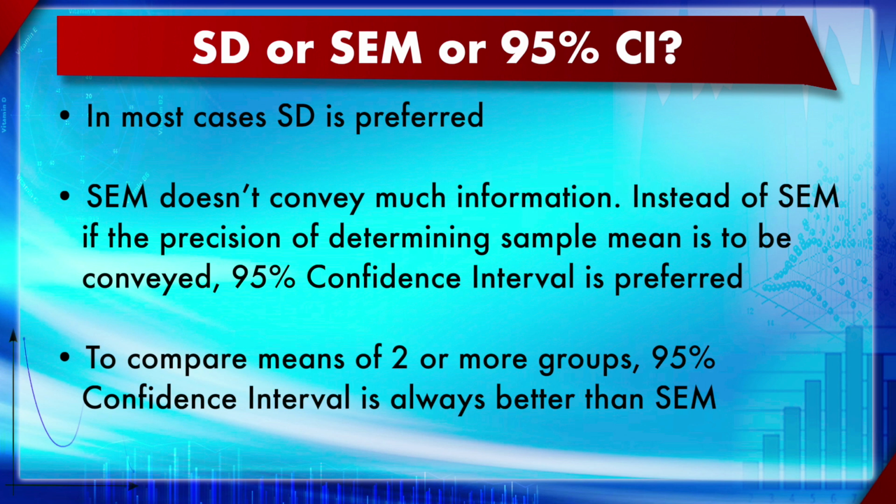To compare the means of two or more groups, definitely the best option is the 95% CI, and see whether they overlap or do not overlap. If the 95% CIs do not overlap, that means it is significant, but if the SEM bars do or do not overlap, it does not mean anything. If the SEM actually overlaps, that does not tell you that it is insignificant, that the p value is higher than the threshold p value.